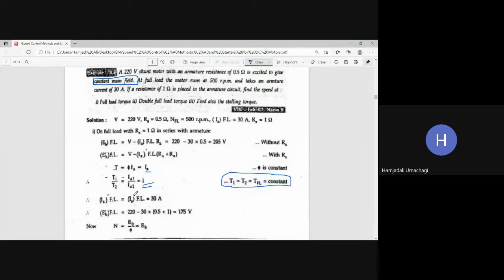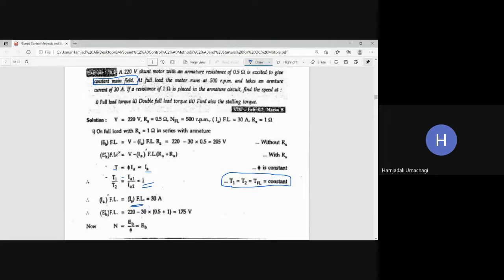So now this Ia2 is nothing but Ia dash FL, and this Ia1 is nothing but IaFL. So what is my IaFL value here in the problem? 30 amperes. So if IaFL is 30 amperes, then Ia dash FL is also 30 amperes if you add the resistance Rx of 1 ohm. Now let us calculate Eb dash FL.